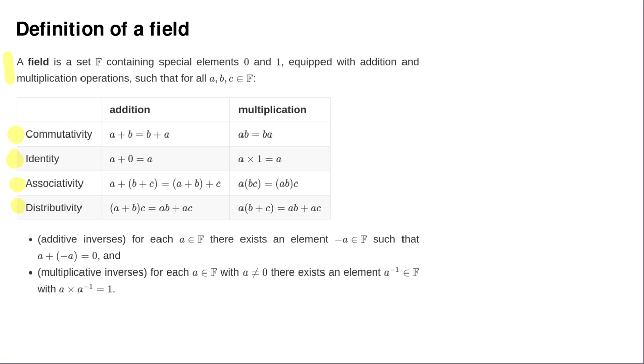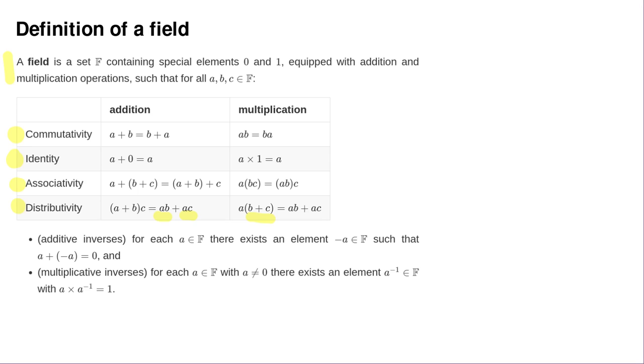We should also have distributivity laws, which say that (A plus B) times C should be equal to A times C plus B times C, and A times (B plus C) should be equal to A times B plus A times C. And finally, there should be two rules about additive and multiplicative inverses.